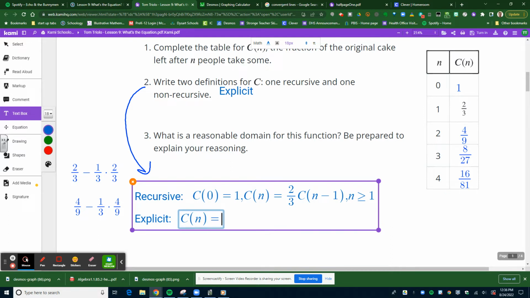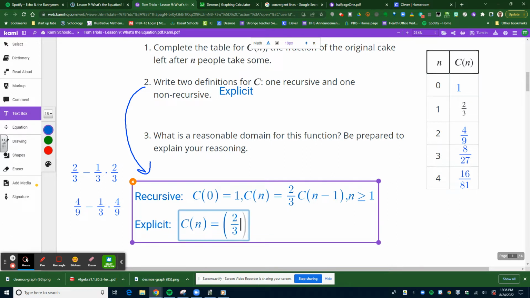Two-thirds what? I'm sorry? Yeah, n as an exponent. That's it. Notice I'm putting the 2/3 in parentheses. It's a little cleaner that way, because that way I know I'm not just taking the 2 to the exponent, I'm also taking the 3 to the exponent. Let's see if this works.